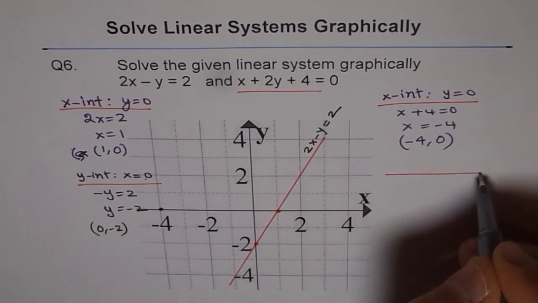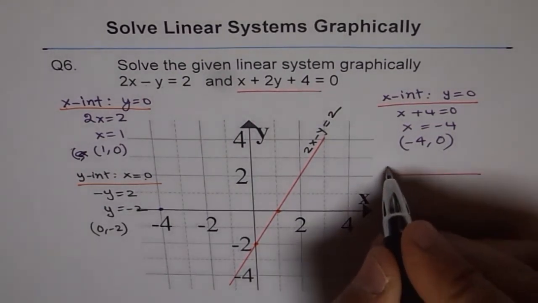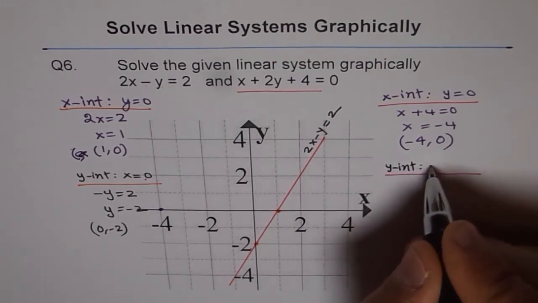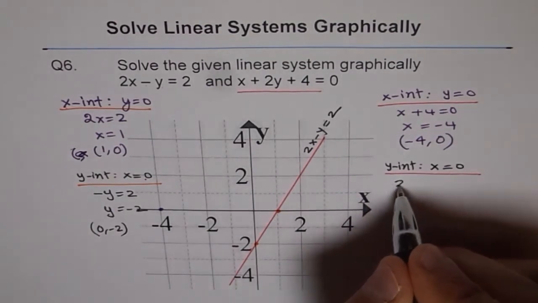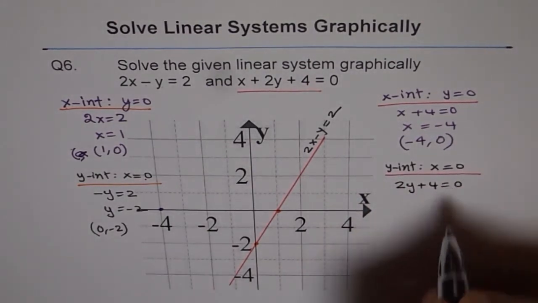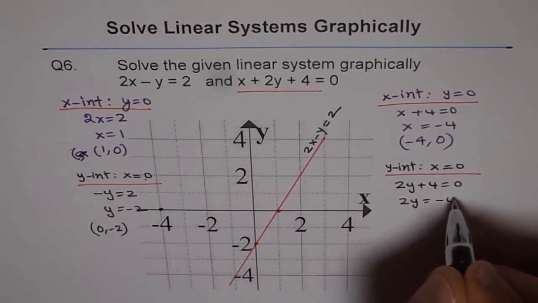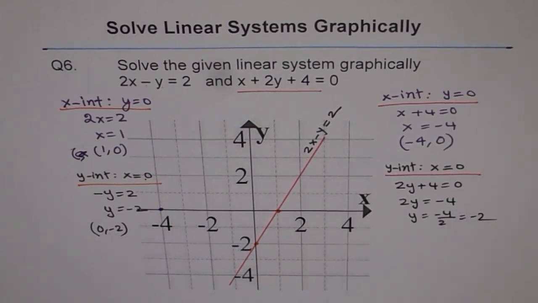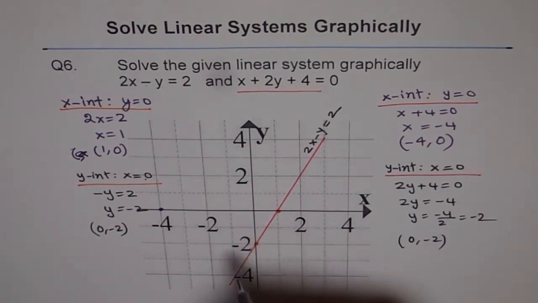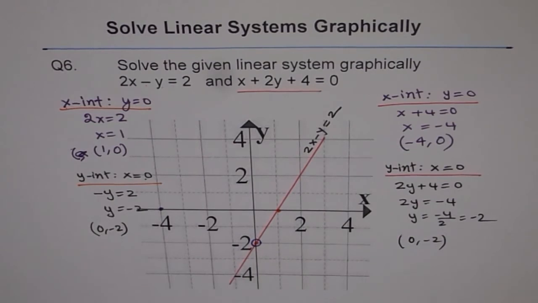Now let's find the y-intercept for the same line. The y-intercept is a point where x is equal to 0. Now if I put x equals 0, I get 2y plus 4 equals 0. That means 2y equals minus 4 and y equals minus 4 divided by 2, which is minus 2. So I can write this point as (0, minus 2). So that is my y-intercept. So the y-intercept (0, minus 2) means a point here, correct? Which is common. So I actually got the solution by finding my intercepts.